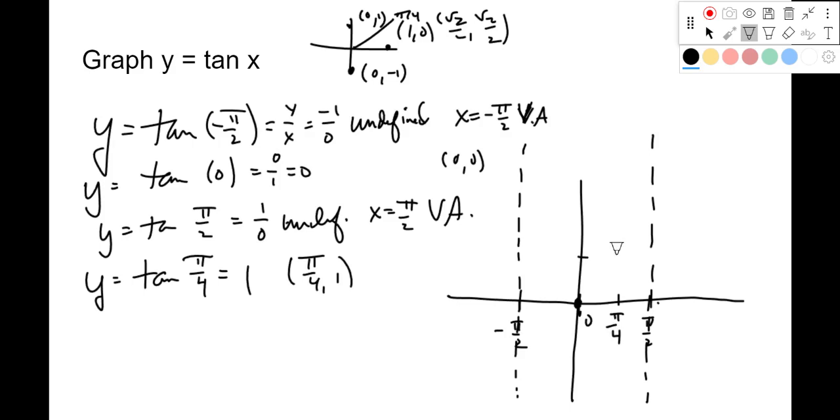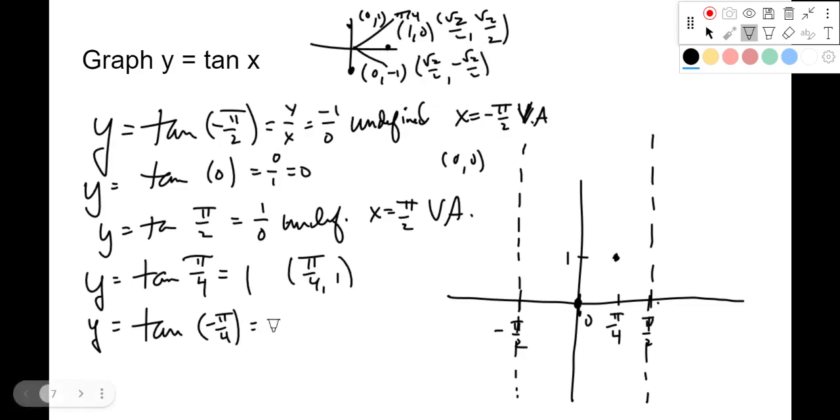And I have to go up 1 unit and make a point. And then we're going to go to negative pi over 4, because that's going to be between negative pi over 2 and 0. So if I go to negative pi over 4, I'm down here. That's going to be the point root 2 over 2, negative root 2 over 2. So if I divide those, I actually get negative 1. So that gives me the negative 1 down here.